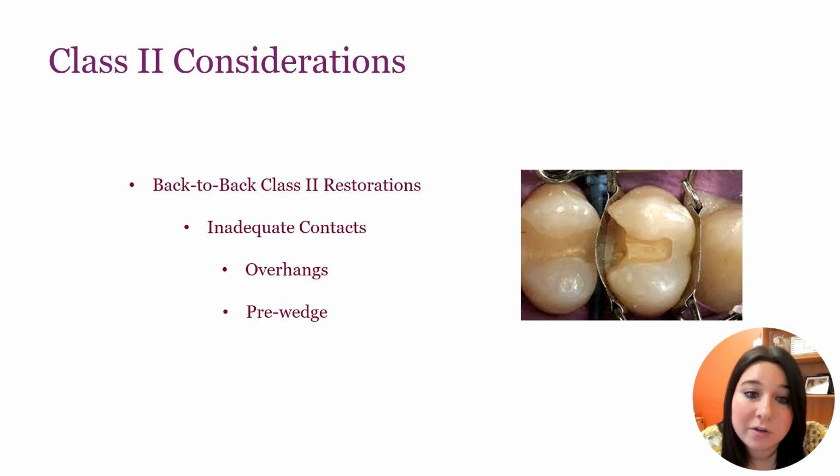Some Class 2 considerations. So back-to-back Class 2 restorations. When placing them back-to-back, I usually prefer to use a sectional matrix to place one of the restorations, and then I will remove the matrix and polish the interproximal so that I have nice smooth surfaces, and then I will put the sectional matrix setup on the second tooth and place that restoration like normal. I've seen people put even like 2 bands back-to-back. I don't love how secure it is, and I don't love the contacts that creates. So I prefer to do them one at a time while polishing the first tooth in between till when I place the second tooth.